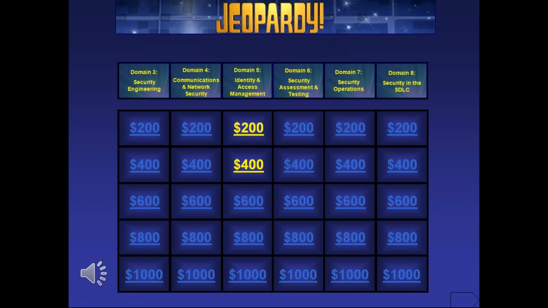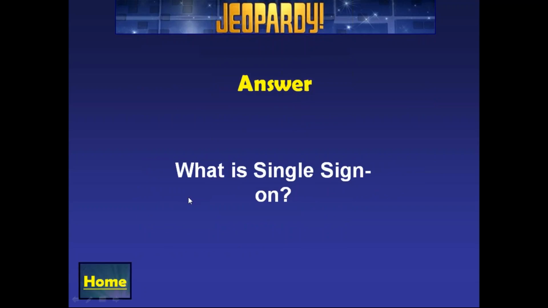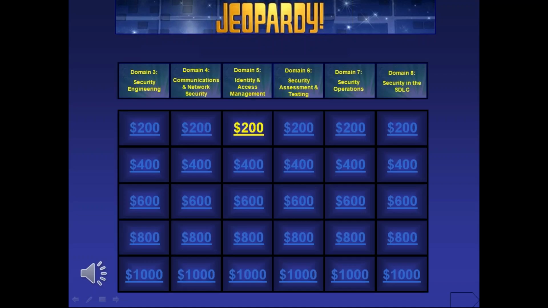Probably 400. All right, there you go. Yeah, 400. Thank you. Domain 5, 400. I think Roger said this one last time, but he gets it this time. What is single sign-on? Not the true single sign-on as a middleman. So you log into the central authority and then you're granted access to all kinds of different resources without having to give your credentials again. All right.